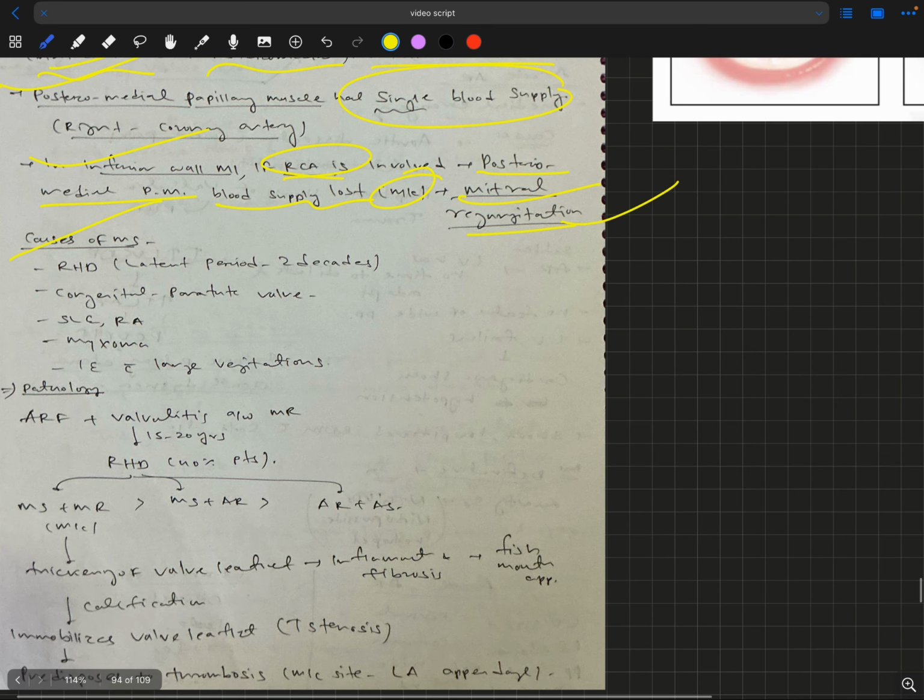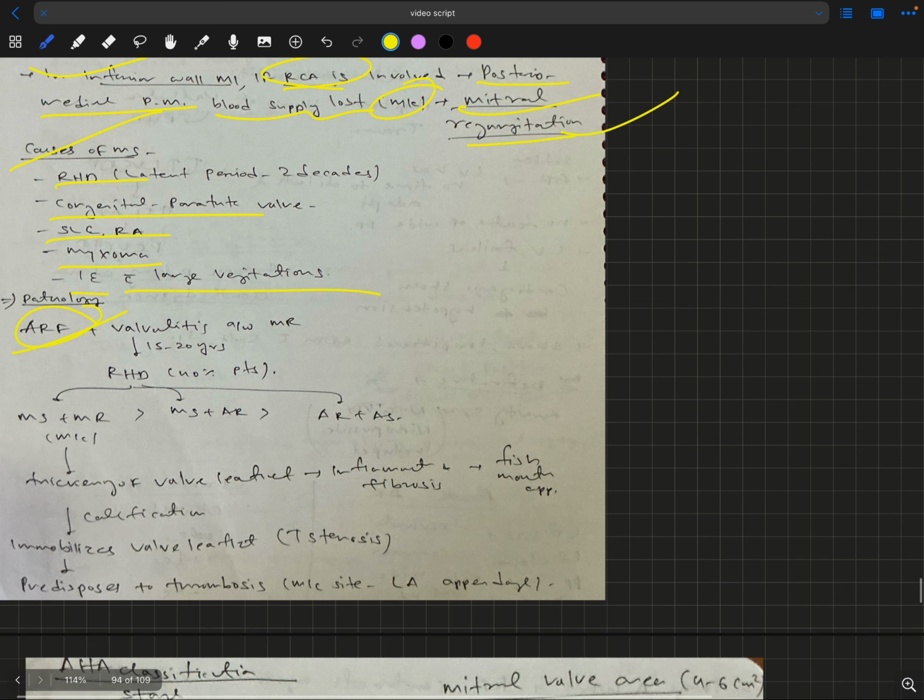So what are the causes of MS? Rheumatic heart disease is the most common cause of MS. Others are congenital parachute valve, SLE, RA, myxoma, and infective endocarditis with large vegetation. Pathophysiology of developing MS: acute rheumatic fever, valvulitis associated with MR. The first and most common valvular lesion in acute rheumatic fever is MR. Then MR develops into MS. So in rheumatic heart disease, MS plus MR is the most common presentation, then MS plus AR, AS plus AR.